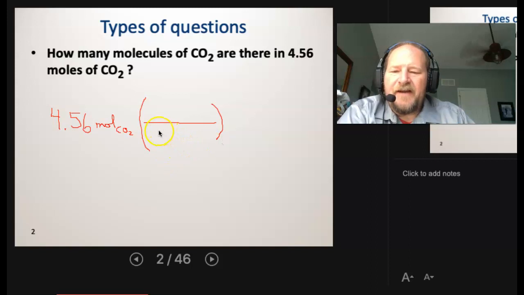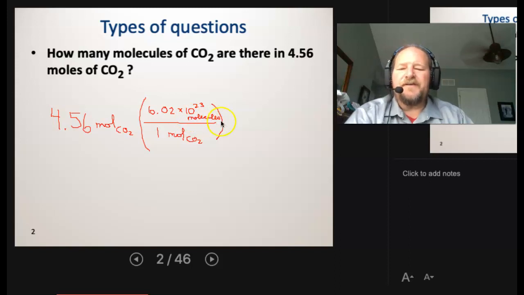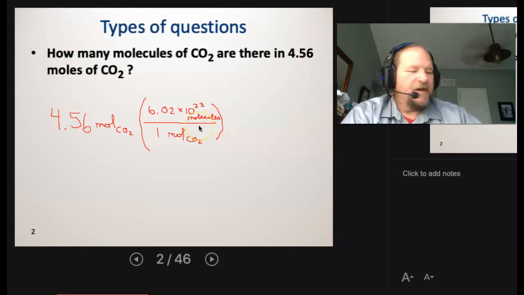Now I know that Avogadro's number says for every 1 mole of CO2, we're going to have 6.02 times 10 to the 23rd particles. In this case, can I use molecules? And yes, I can. So this is going to be molecules of CO2. And now I'm going to turn to my handy dandy calculator.